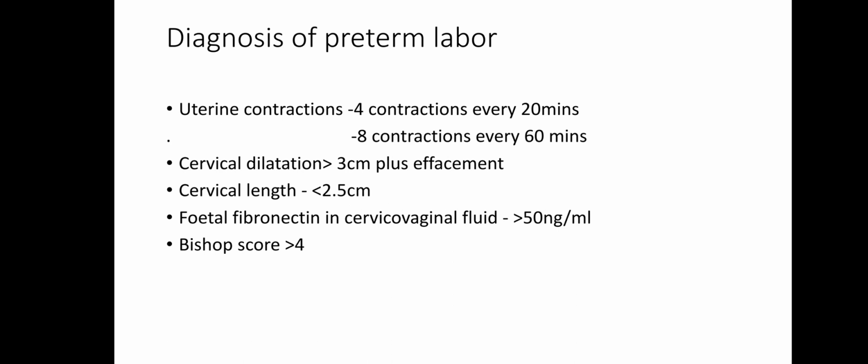And again, Bishop's score of more than 4. Bishop's score is a method of indicating how favorable a cervix is for labor. So there are various parameters: cervical dilatation, effacement, position, station, and the consistency of the cervix. You score all of them. Usually if it's more than 6, that means the cervix is ripe and you can start augmenting labor. But in this case, when you diagnose preterm labor, you use the score of 4.